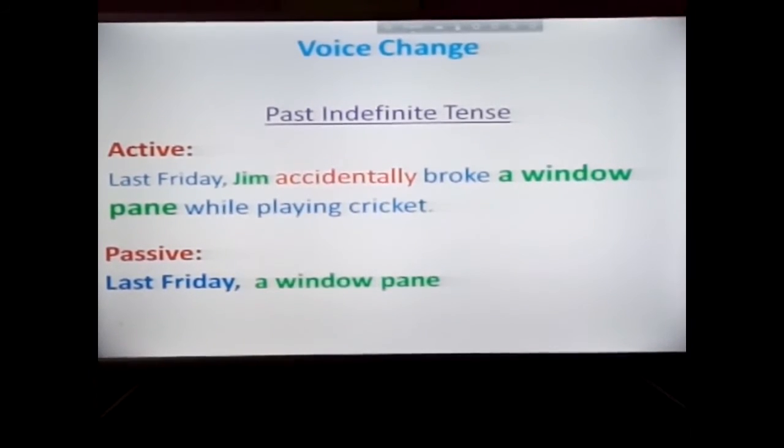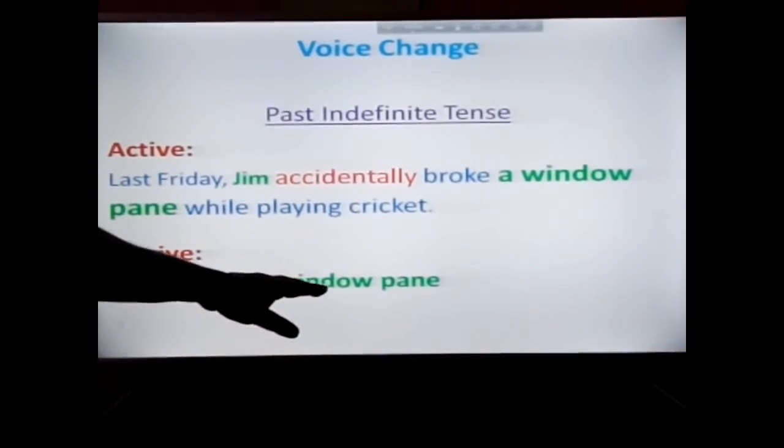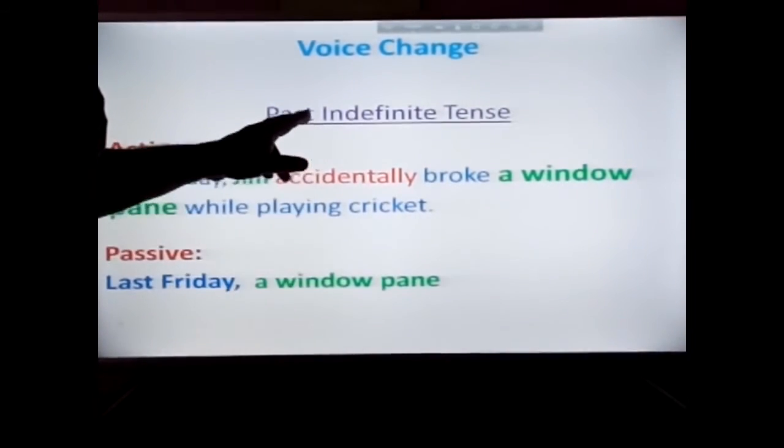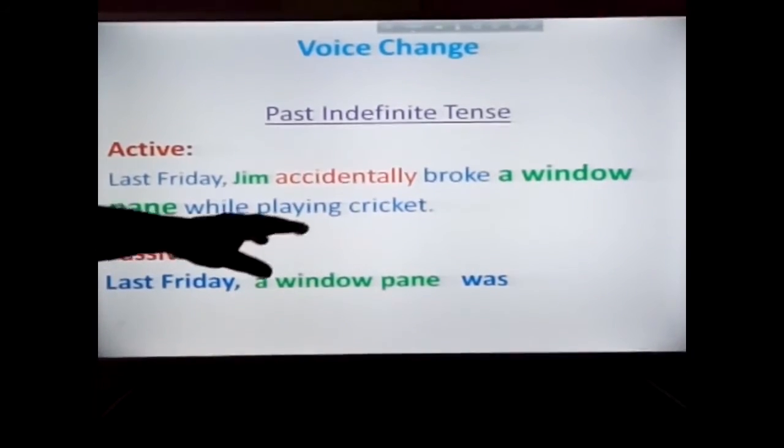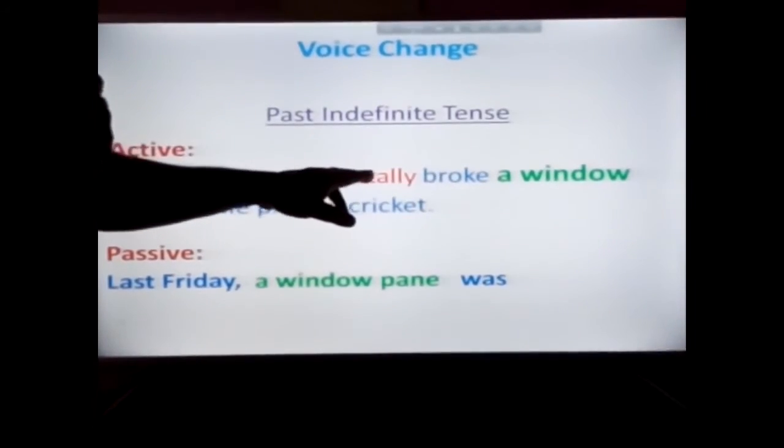After the subject of the passive sentence, we need a be verb in its right form. And for a third person singular subject like this, in the past indefinite tense, the right form of the be verb must be this one, was. After this right form of the be verb, you cannot use the past participle form of the main verb straight away, because in the active sentence there is an adverb before the main verb.